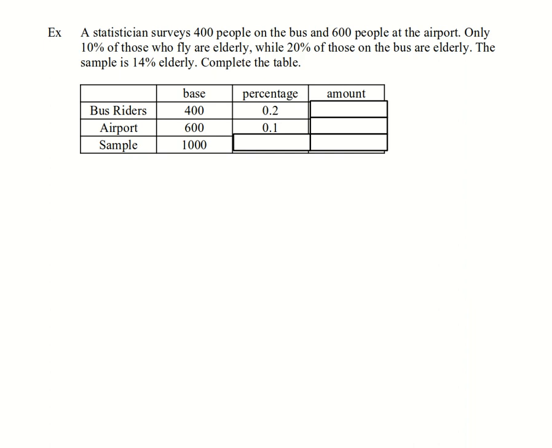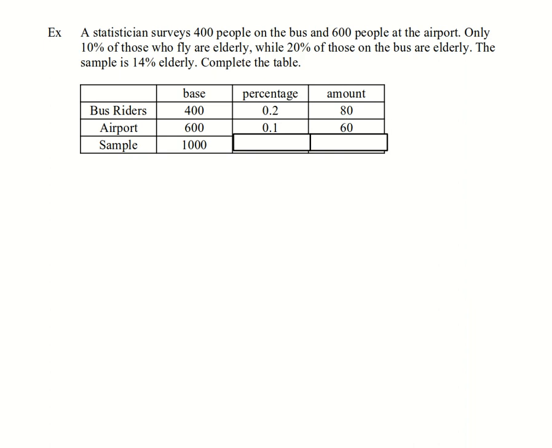The next sentence says, complete the table. That's easy enough. Just like our first example, we know a base and a percent. So let's look at the bus riders row. 400 times 0.2, that is 20% of 400, gives us 80 bus riders who are elderly. And in the next row, the airport row, 10% of those 600 people are elderly. 600 times 0.1, or 10% of 600, is 60.